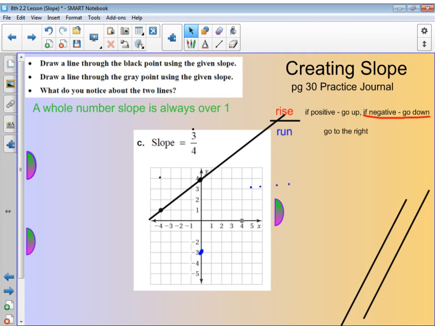And then I should be able to go ahead and draw my line through this. And it makes those two lines parallel to each other.